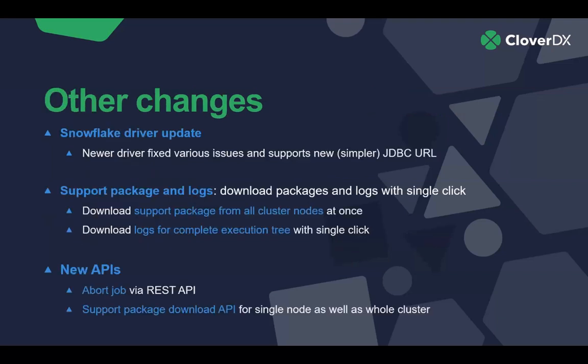And as always, we implemented quite a lot of smaller changes. One of them is, for example, we upgraded the Snowflake driver. The newer driver fixes all kinds of smaller issues within Snowflake, so it's always best to keep those drivers updated. There were also some security fixes within the driver and so on. And it also allows you to use newer and simpler JDBC URLs, so you no longer have to compose the URL that's as long as it was before, but it's much easier to do that now. But in general, your jobs that you've built in previous versions of Clover will be working just fine, even with the newer Snowflake driver. You do not have to change anything there.